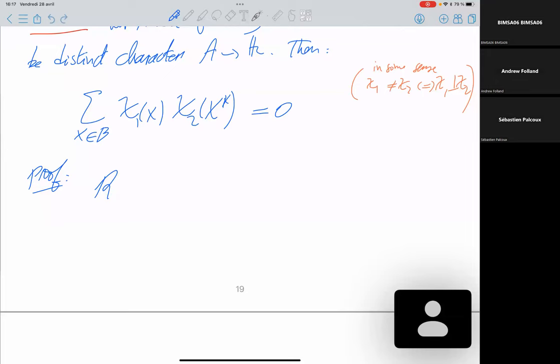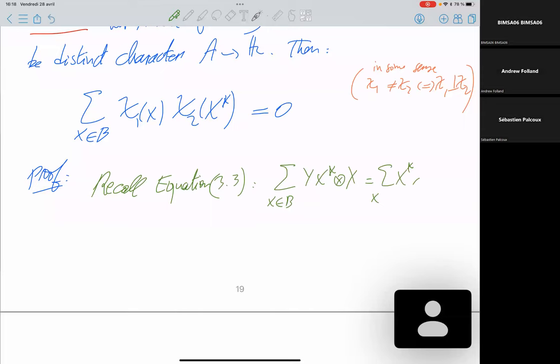It's not a new content. So recall, what is in the book? It's called equation 3.3. This equation is saying the following: the sum for x in B of y x star tensor x equals the sum over x of x star tensor x y.